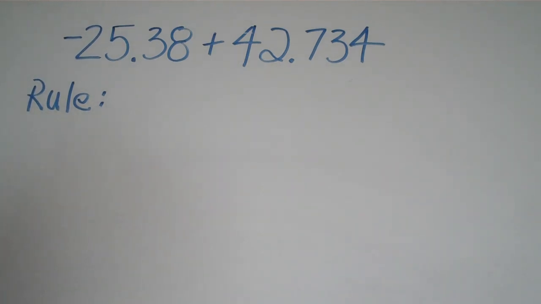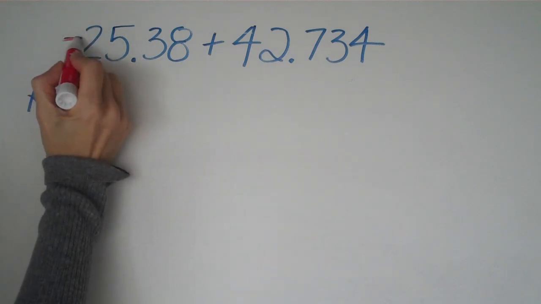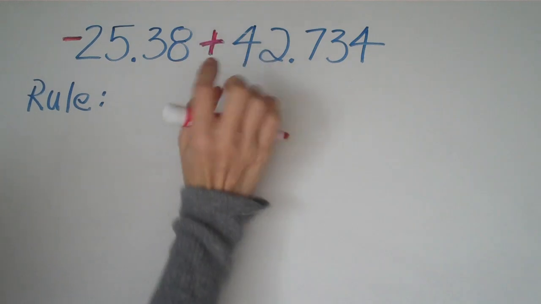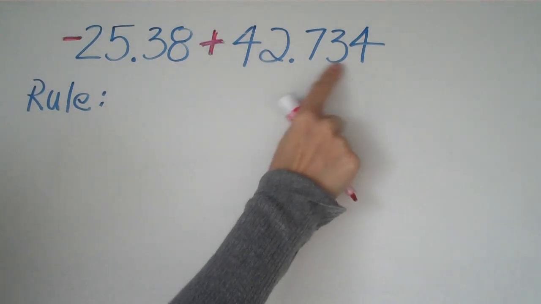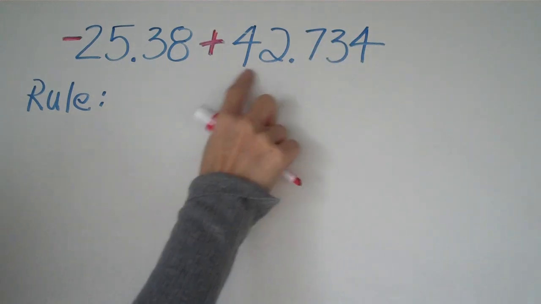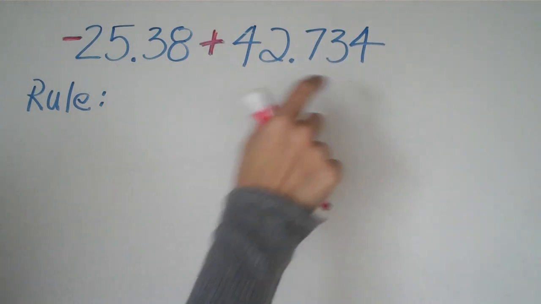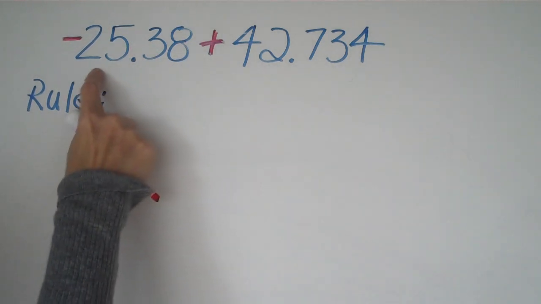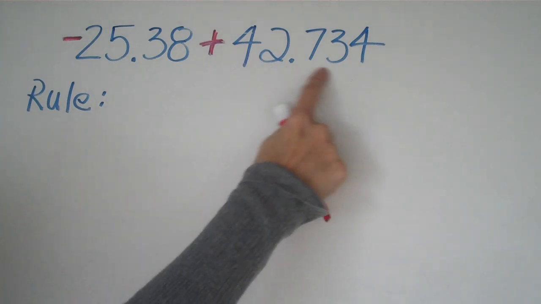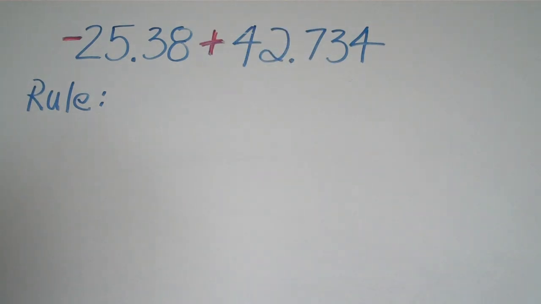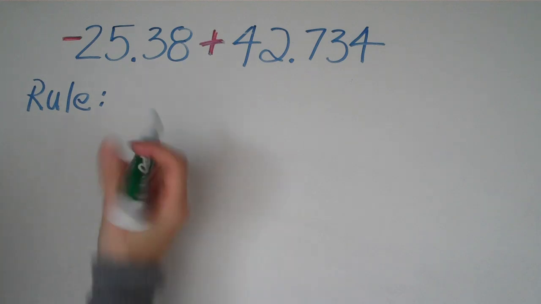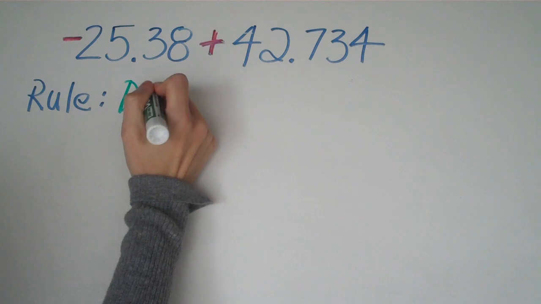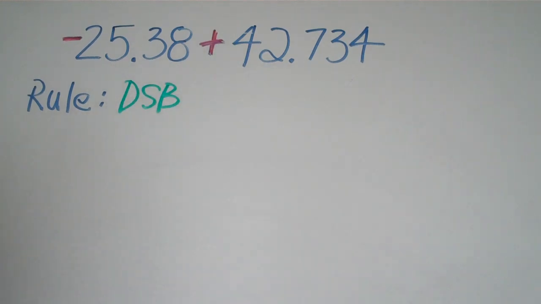So, for example, if we have right here a negative 25.38 plus 42.734, which is 42 and 734 thousandths. What we have here is different signs, right? Because this is a negative and we're adding a positive number to it. So right away you need to remember what the rule is. And the rule here, since they have different signs, is to subtract. So different, subtract, bigger is our rule.